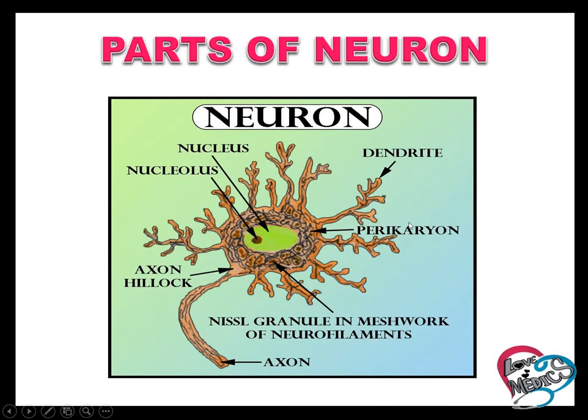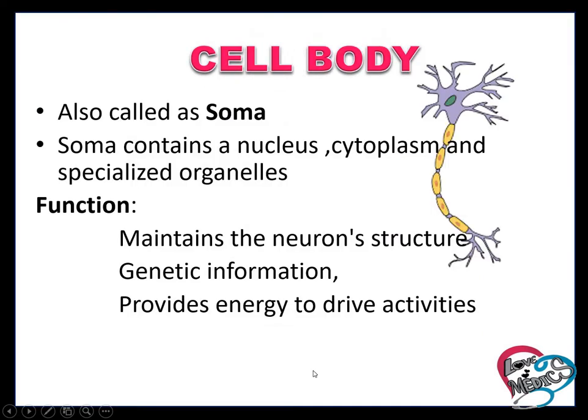Neuron here. Cell body is also called perikaryon and Soma. These are dendrites, nucleus, nucleolus, axon hillock, Nissl granules and axon. Cell body, also called Soma, contains nucleus, cytoplasm and other specialized organelles. Function of the cell body is to maintain the neuronal structure, and it stores the genetic information and provides the energy to drive activity in neurons for transmitting the electrical impulse.